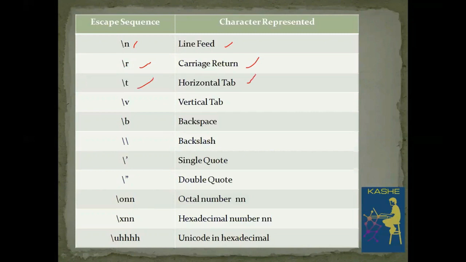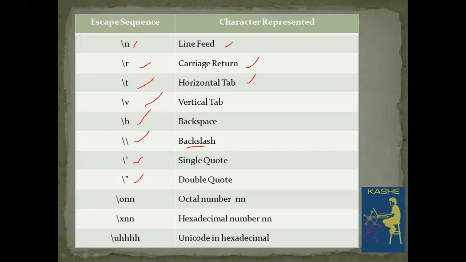Tab in the horizontal direction. Suppose if you want to get tab space vertically, we need backslash v as an escape sequence. Then if you want to represent backspace, then backslash b is the escape sequence. Then within the string, if you want to represent backslash itself, then we need to use two backslashes. To get a single quote, we have backslash single quote. To get a double quote, we have backslash double quotation.